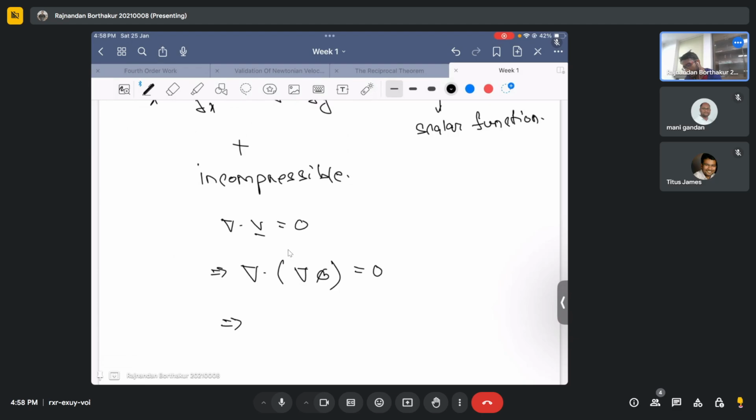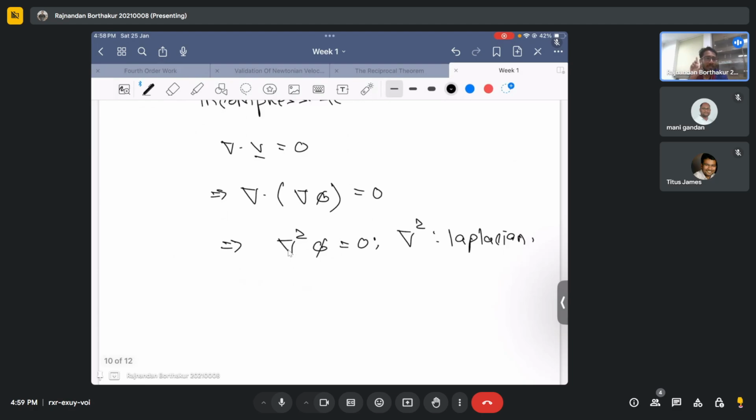This introduces a very nice operator: the divergence of the gradient of any scalar function is equal to del square of phi, and this del square is known as the Laplacian operator. So if your flow is irrotational and incompressible, your velocity potential function satisfies the Laplace equation. This is called the Laplace equation.